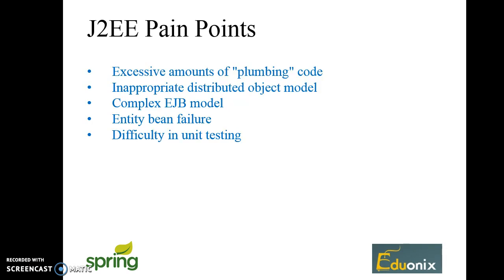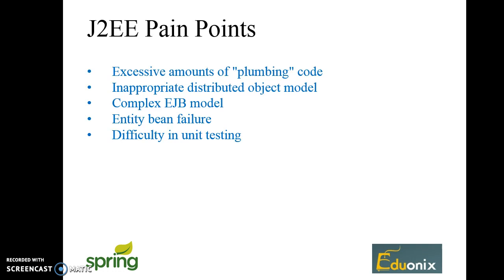The second point is the inappropriate distributed object model. What does it mean? Any enterprise application is distributed in nature. It runs in different environments, different deployments. They interact with each other, they communicate with each other, they work with each other. But with the traditional EJB model or any other traditional technologies, the distributed model that is created is totally inappropriate, and at some point in time it goes beyond your control. You can't control that distributed environment where you're deploying your application based on the traditional J2EE technologies.